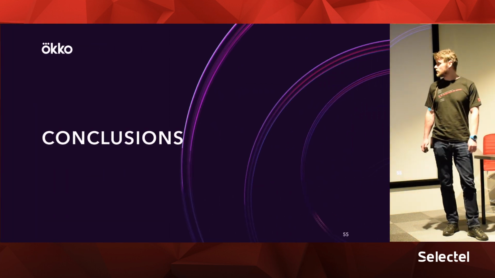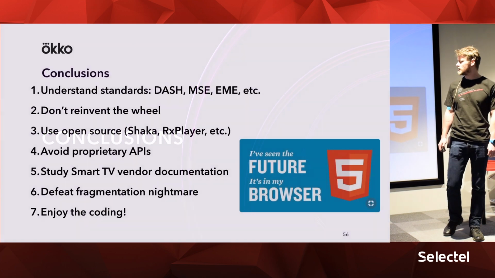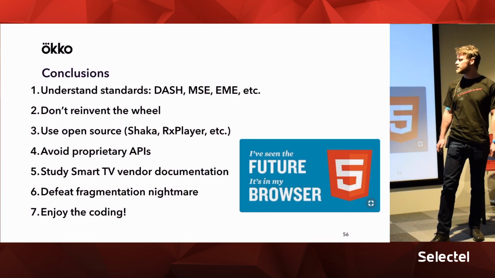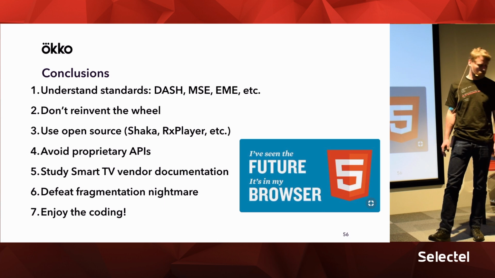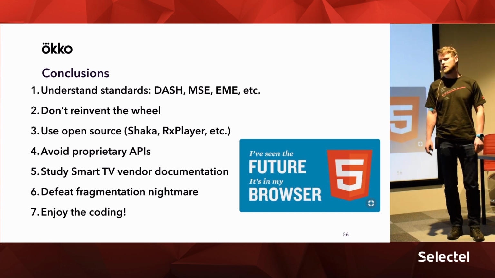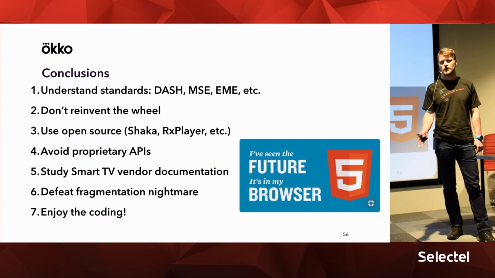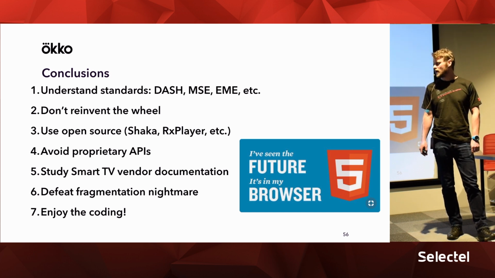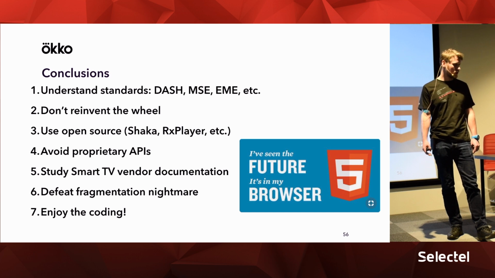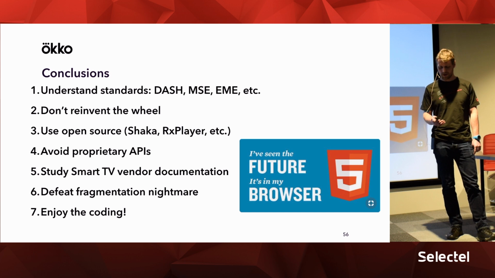Okay, let's go to conclusions. Not about why DRM is defective by design, but about how to use it in frontend. So, the conclusions are simple. Don't reinvent the wheel, but understand standards, what is inside those wonderful Shaka or Rx players or other open source players that you can use. Try to avoid using proprietary APIs to defeat this fragmentation nightmare, and enjoy your coding. Thank you.